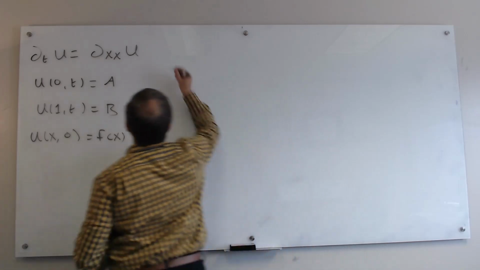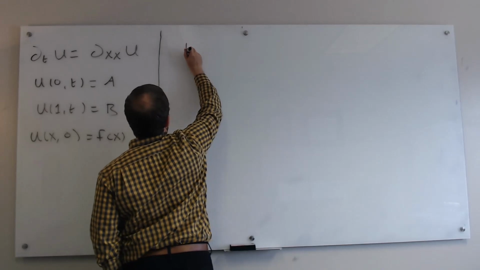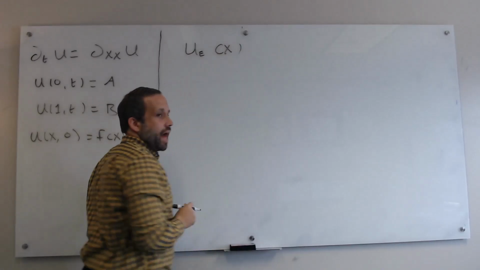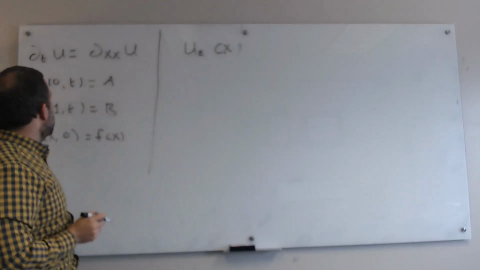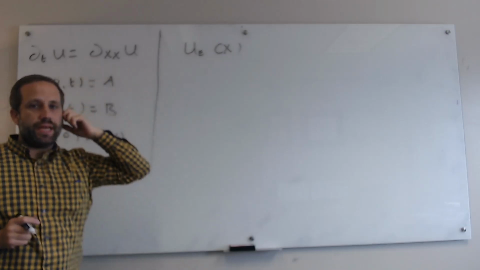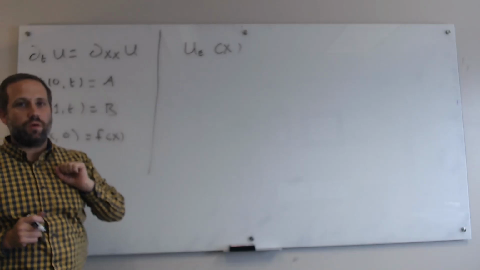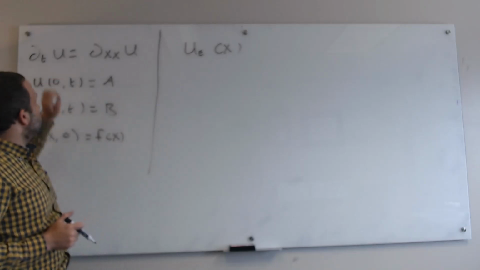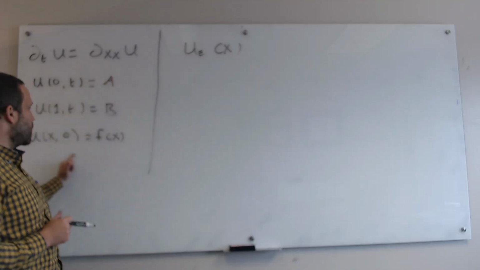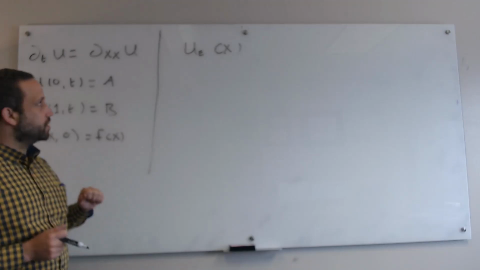So here's what we're going to do. We're going to introduce a function, the equilibrium solution. So u_e of x is going to satisfy these boundary conditions. It's going to satisfy this PDE, but its t derivative is going to be equal to 0. It satisfies this PDE and the boundary conditions. Typically, it will not satisfy the initial condition.